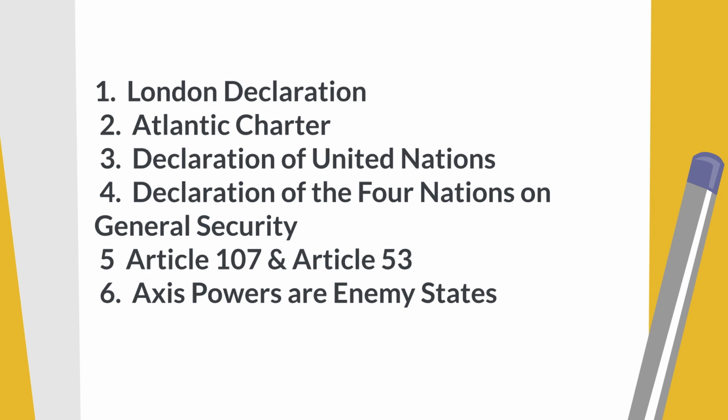1. London Declaration. 2. Atlantic Charter. 3. Declaration of United Nations. 4. Declaration of the 4 Nations on General Security. 5. Article 107 and Article 53. 6. Axis powers are enemy states.